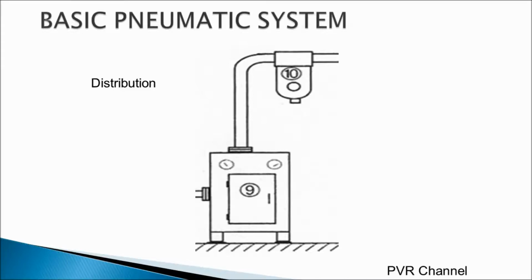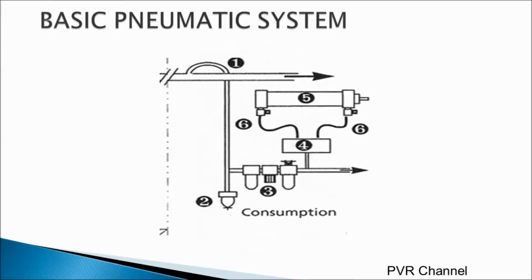And this is the air consumption system. Number 1 is an air takeoff point. Number 2 is a drain. Number 3 is the FRL. Number 4 is the directional control valve. Number 5 is the linear actuator. Number 6 is the pneumatic lines with the flow control valves or the speed controller.